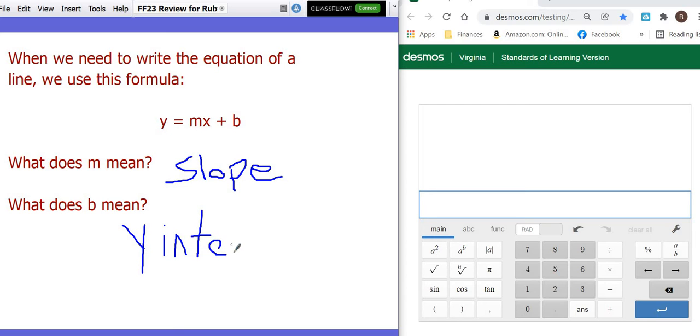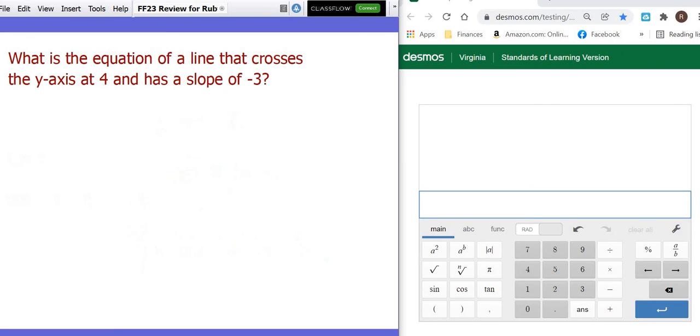So I want to make sure that you know those because they are super important to doing well in 8th grade, but they are absolutely necessary to do well in algebra. Okay, you've got to know this. Very, very important. So the m in this equation is slope, and the plus b is your y-intercept. So now let's do some problems.